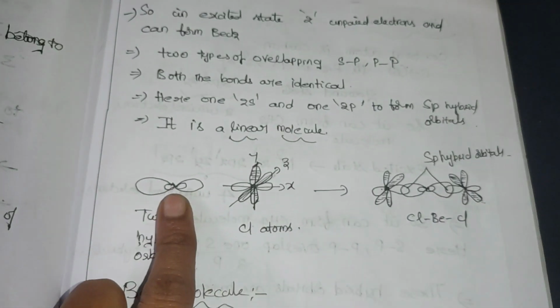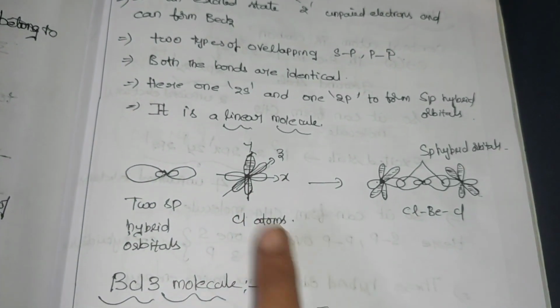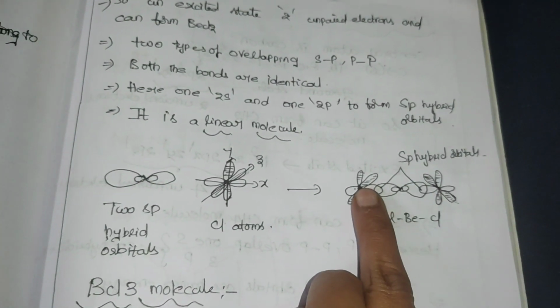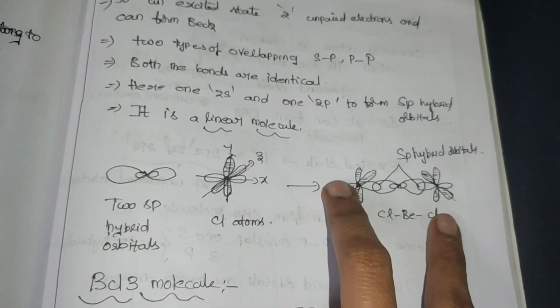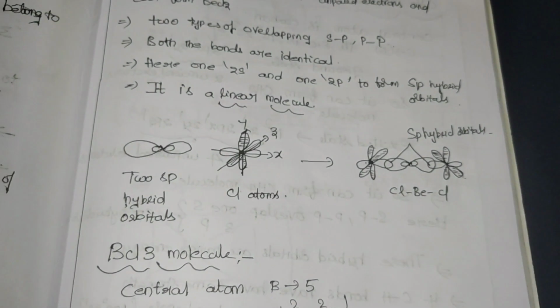BeCl2: 2 sp hybrid orbitals react with 2 chlorine atoms. One on this side and one on this side, 2 sp hybrid orbitals are formed. Like this, a linear BeCl2 molecule is formed.